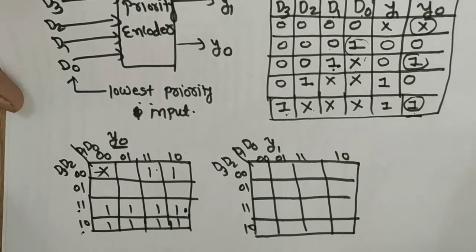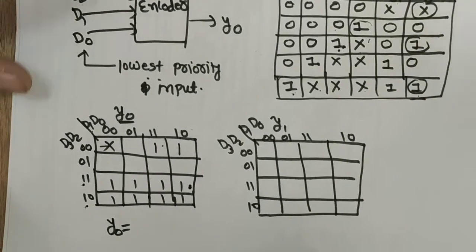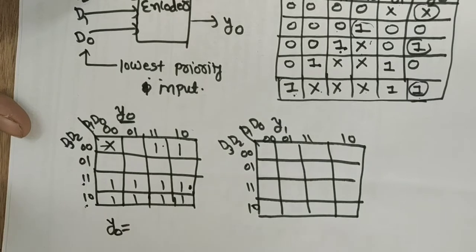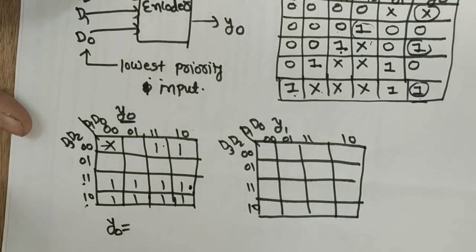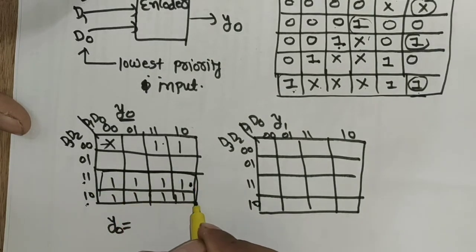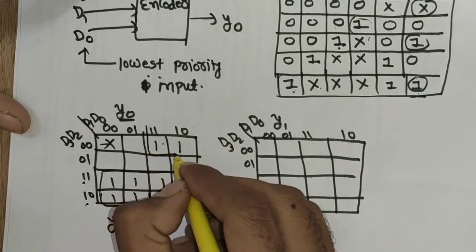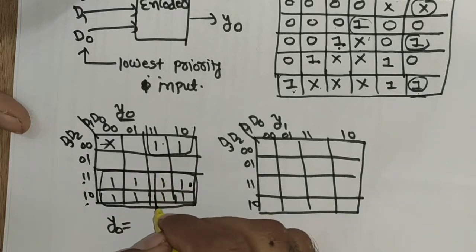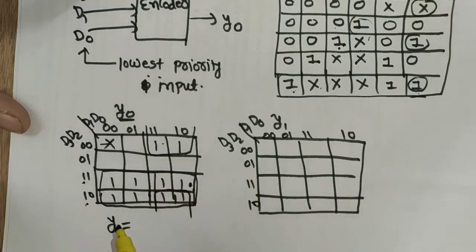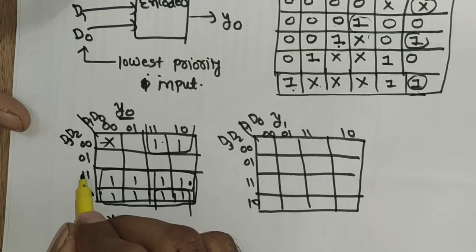So now we can check how we find the equation of y0. First we check if we are getting a continuous group of 16 ones or not. Is it not possible? So now check whether an octal is possible or not. So this octal is possible. And then the next octal is possible? No. Then we can check for squares. So here we are getting 1 square. Oh, this one is a square. So 1 octal and 1 square. First, write the equation for the octal. The value of D3 is always 1.